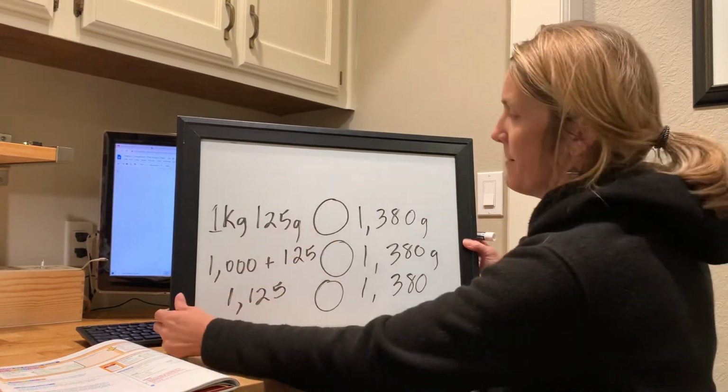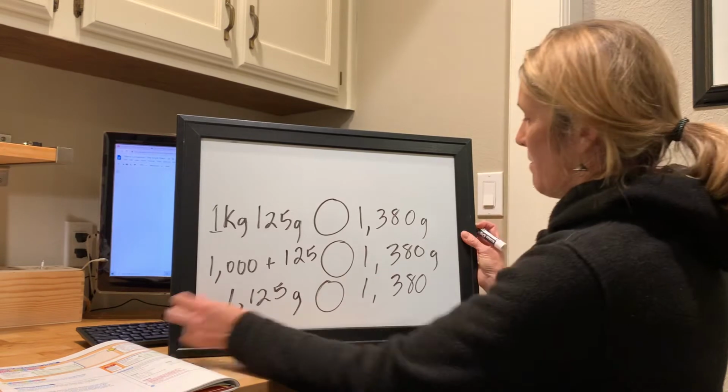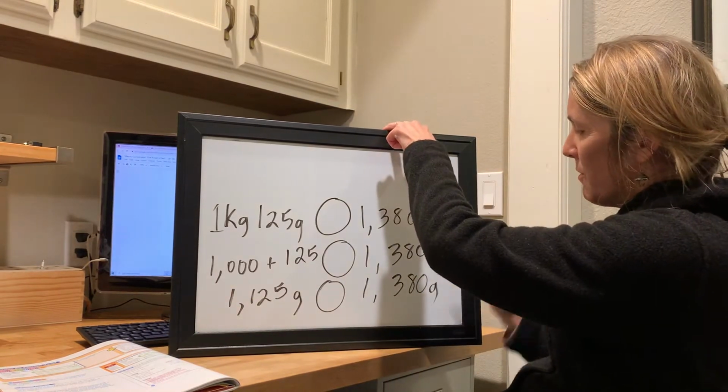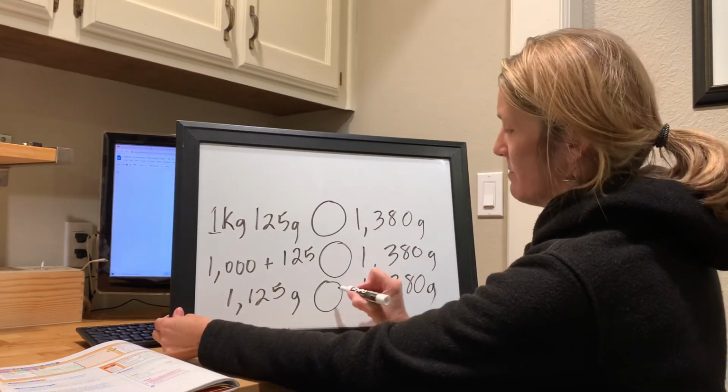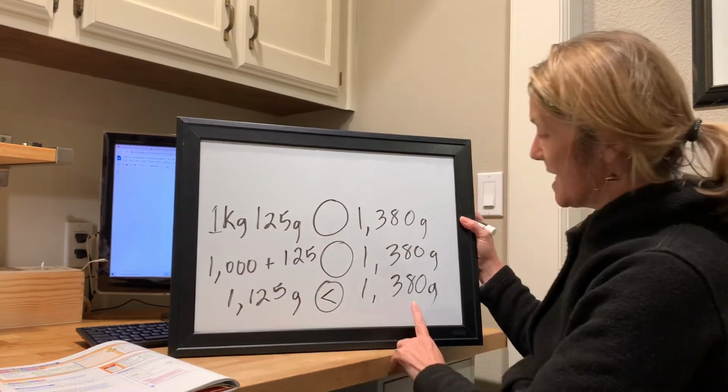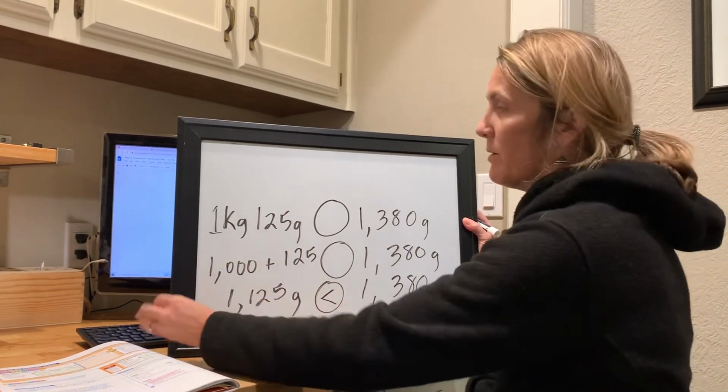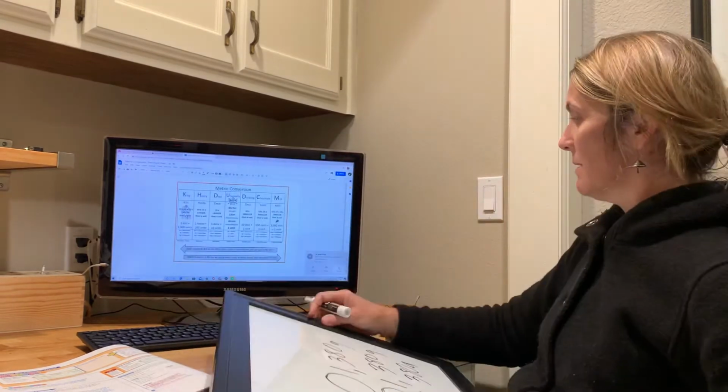1,125 grams, I should label, or 1,380 grams. So you know very much that the larger of the 2 numbers is right here. So Mr. Chompers is going to eat this guy. So again, working with inequalities, you might have to take them and move them around.